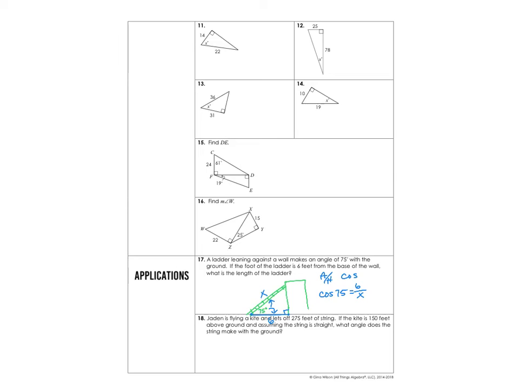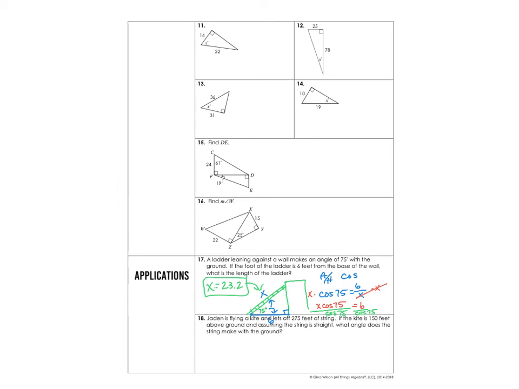So this is just like the problem we just solved. We have to get x by itself. So we're going to multiply by x to get it out of that fraction. That's going to cancel out there, and you get 6 equals x cosine of 75. And then to get x by itself, you divide by the cosine of 75 on both sides. So x equals 6 divided by the cosine of 75, which is 23.2. And that's how long the ladder is, 23.2 feet.